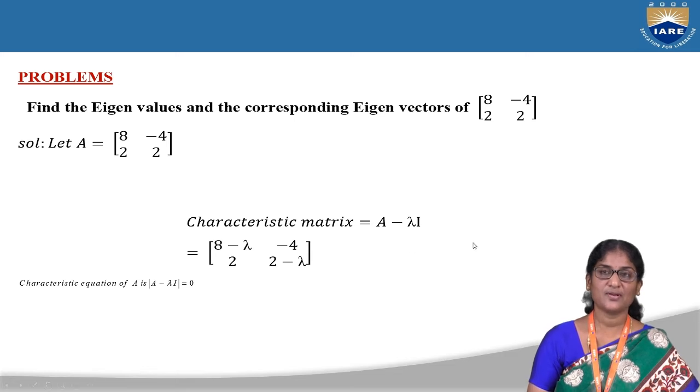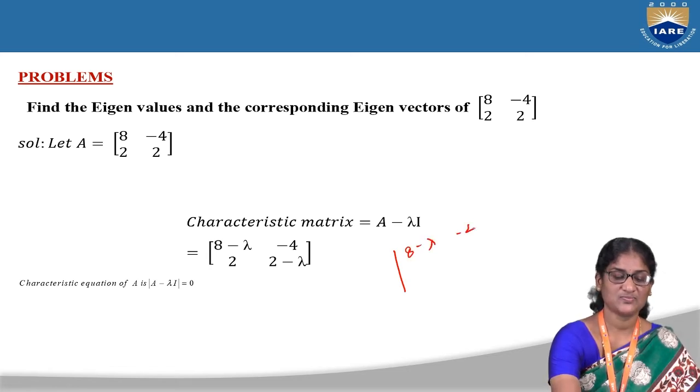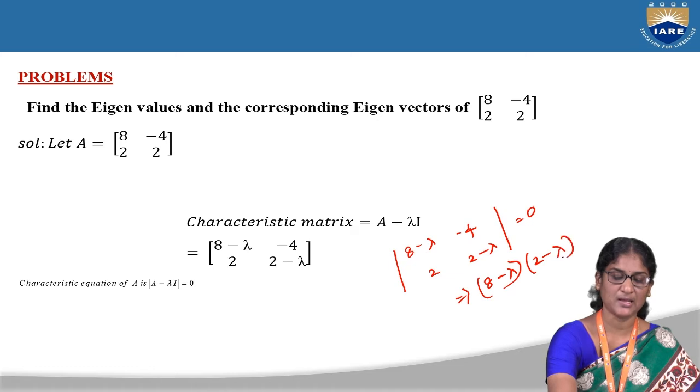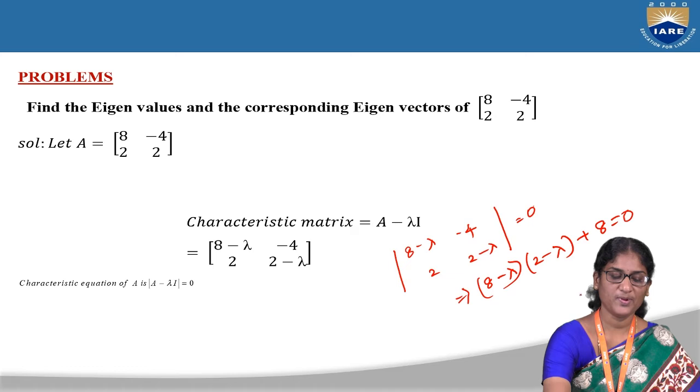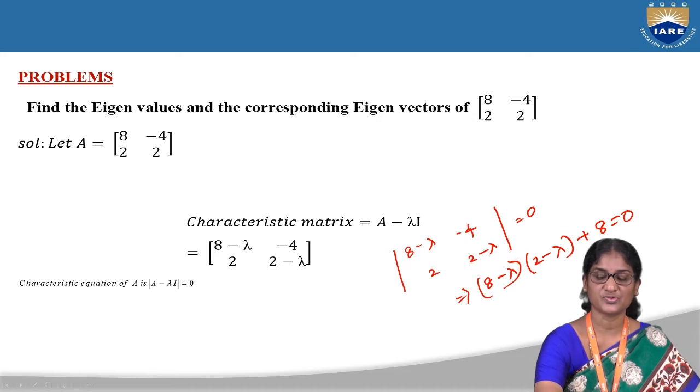So, upon solving the determinant of this matrix, 8 minus lambda, minus 4, 2 minus lambda, and setting it equal to 0, of course, we are going to get (8 minus lambda) into (2 minus lambda) plus 8 is equal to 0, right? Open this and solve for lambda. We'll get a quadratic equation in terms of lambda, and we can have two roots for that.